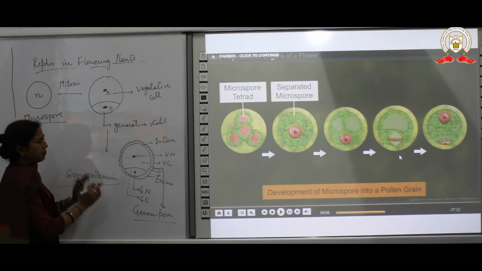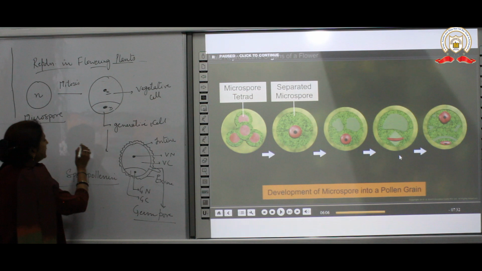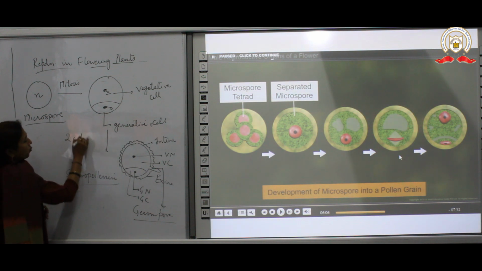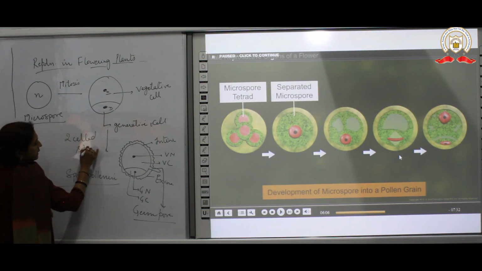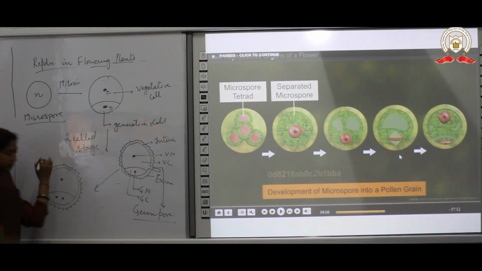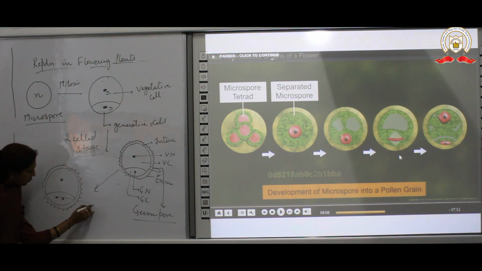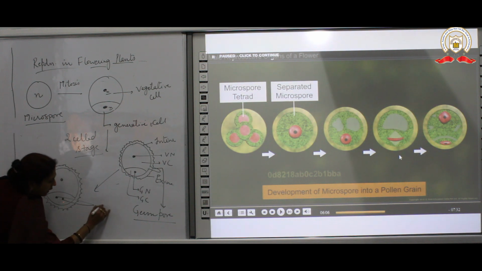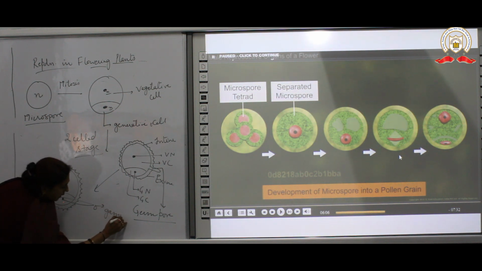The pollens can be shed either at this stage, which is known as the two-cell stage, but this is not a functional nucleus, and now these two are known as male gametes.